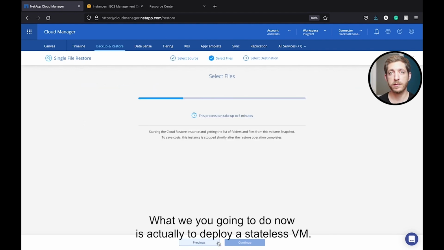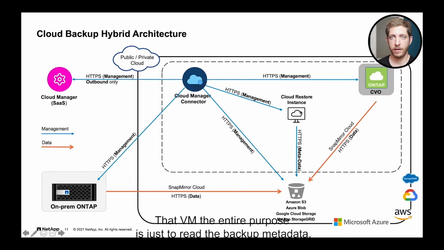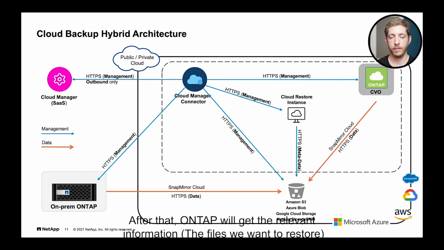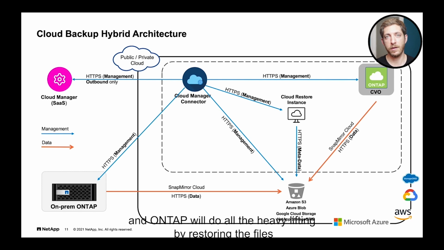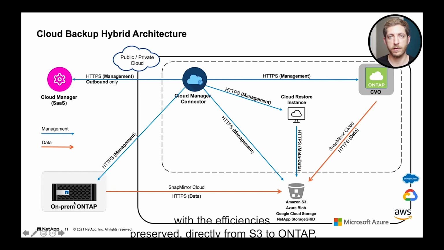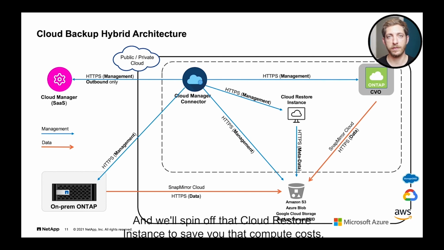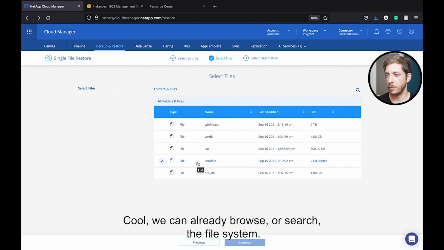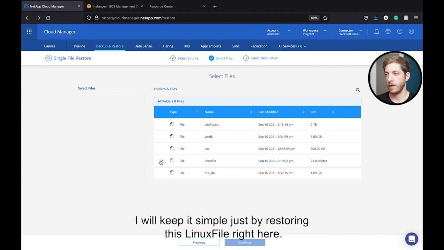What we're going to do now is actually deploy a stateless VM. The entire purpose of that VM is just to read the backup metadata and to build the browsable catalog you will see in a second. But after that, ONTAP will get the relevant information, the files you want to restore, and ONTAP will do all the heavy lifting by restoring the files with the efficiency preserved directly from S3 to ONTAP, encrypted in flight, and will spin off that cloud restore instance to save you that compute cost. That's awesome.